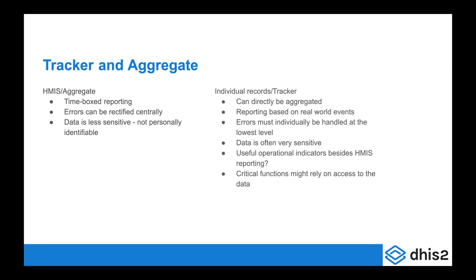If we compare this to individual records or tracker, there's one point I want to bring up that might not always be so well known. All tracker data can be aggregated in your DHIS instance directly. There is tools for aggregating the data. There is tools for making advanced calculations. You can make indicators that directly count how many HIV patients you have on treatment, for example. And you can make dashboards from your tracker data.